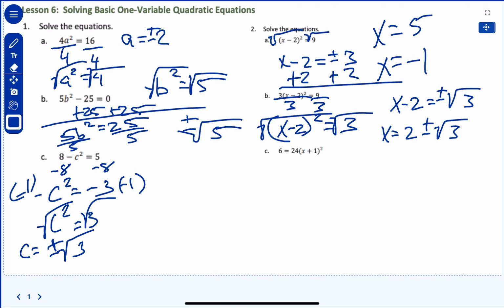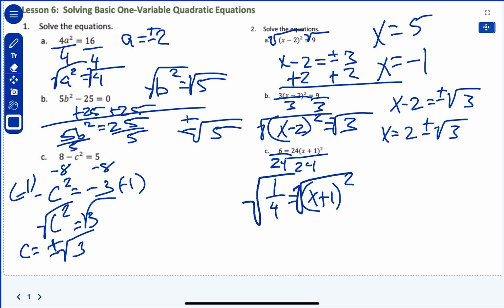Oh no, that's going to give us a fraction. I got time for that. Let's see here. That'll be 1/4, right? Okay. 1/4 is equal to x plus 1 squared. Now what? Okay, so square root both sides.